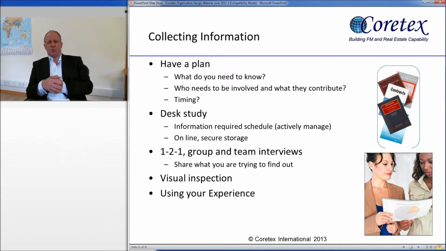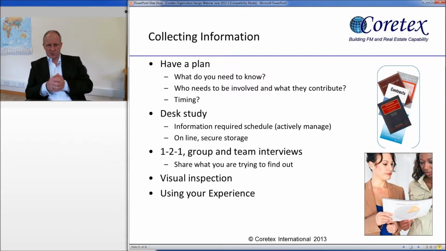They can be clear if there's an updated version that something gets replaced, you can see that. And you can also be sure when you haven't got something. So you need an information required schedule which you actively manage, and you need to make sure that you are picking up the key information you need in order to be able to consider the design.